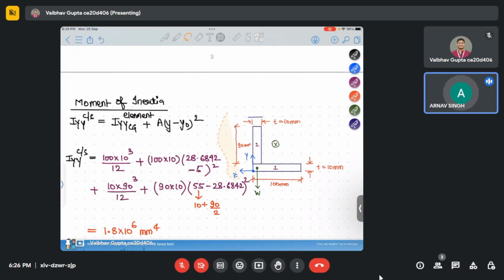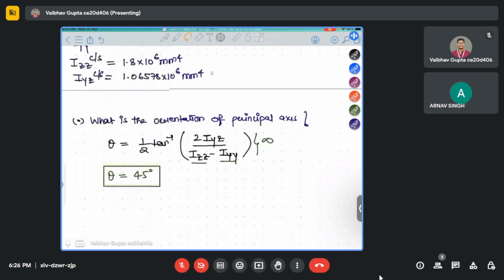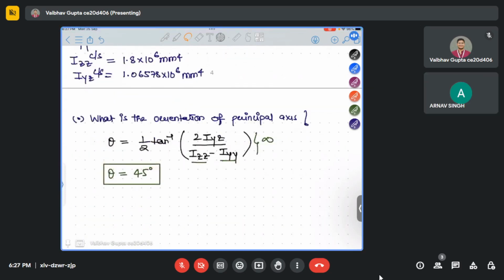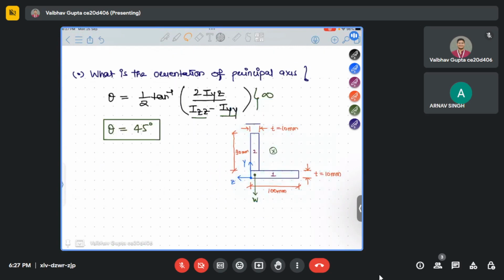Sir, but if theta is already given, then you calculate IYY and IZZ from that, no? They must have mentioned something else also there. If theta is given to you, then they will say we have given you the value of IZZ and IYY and theta value is also given, then find out IYZ from that. Understood? Okay, sir.